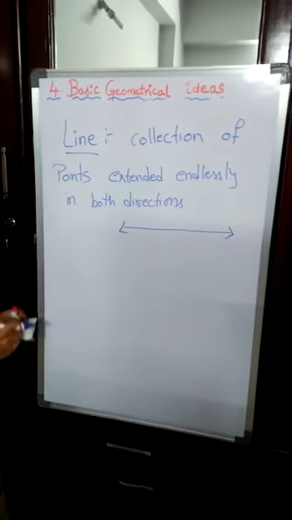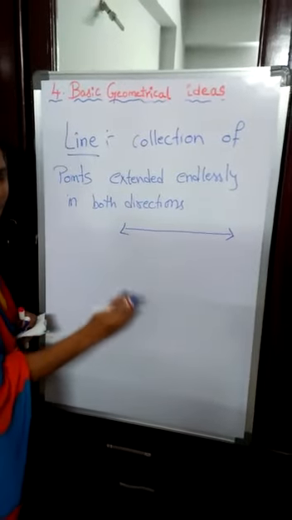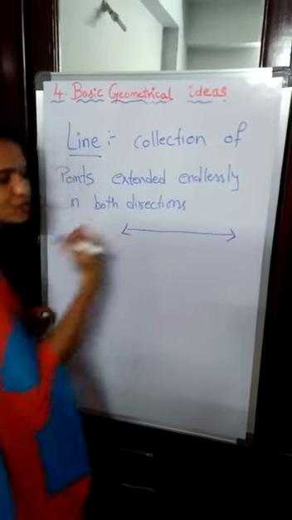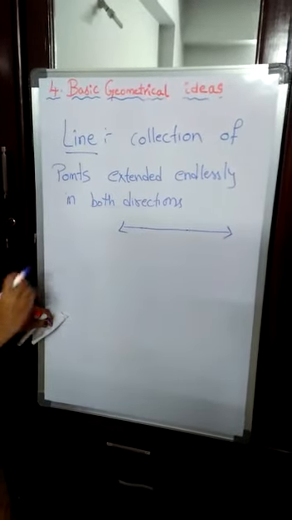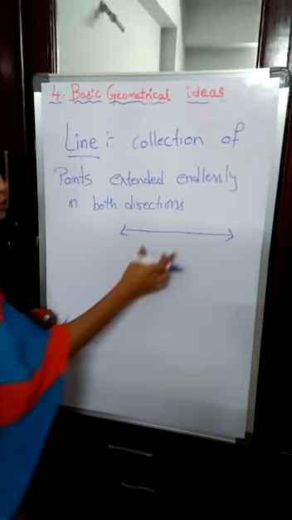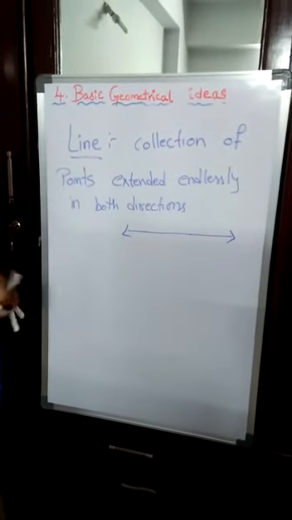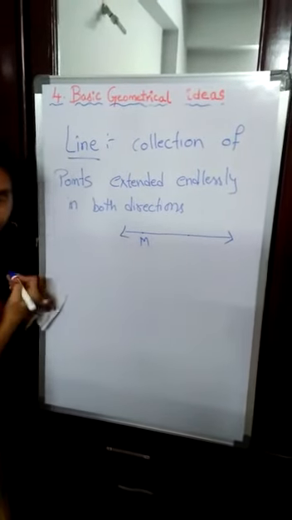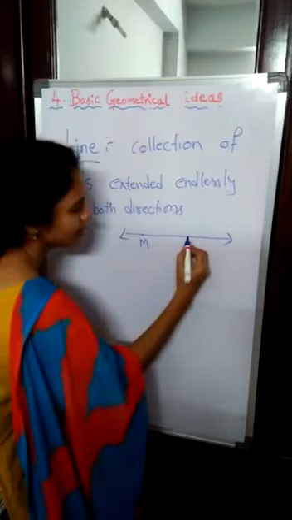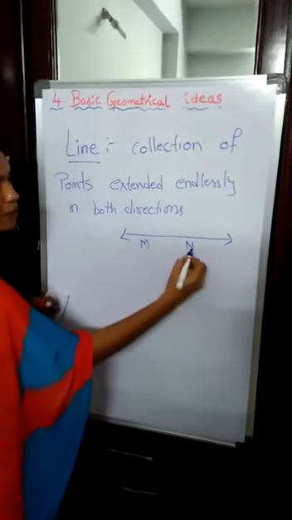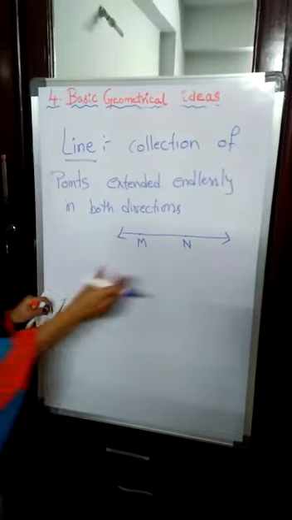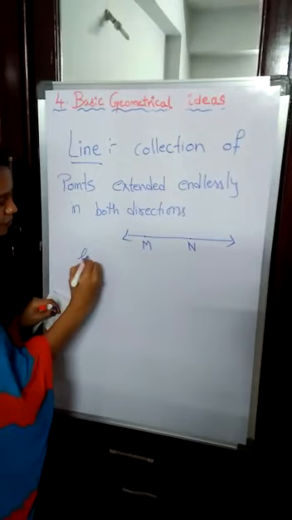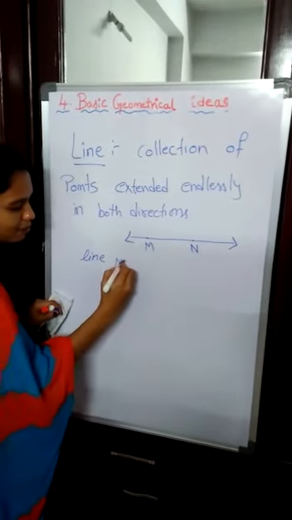So how are we going to name this line? If we want to name the line, we have to select any 2 points that are forming the line. We have already seen how to name the points. So here I am naming this point as capital M and this other point as capital N. So how am I going to call this line? It will simply be called line MN.